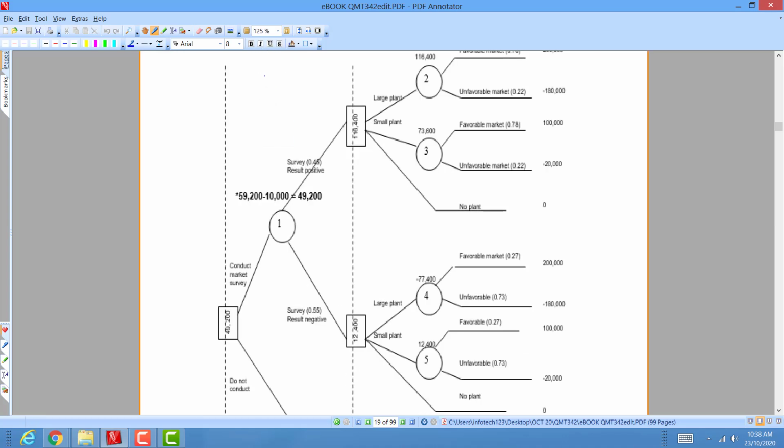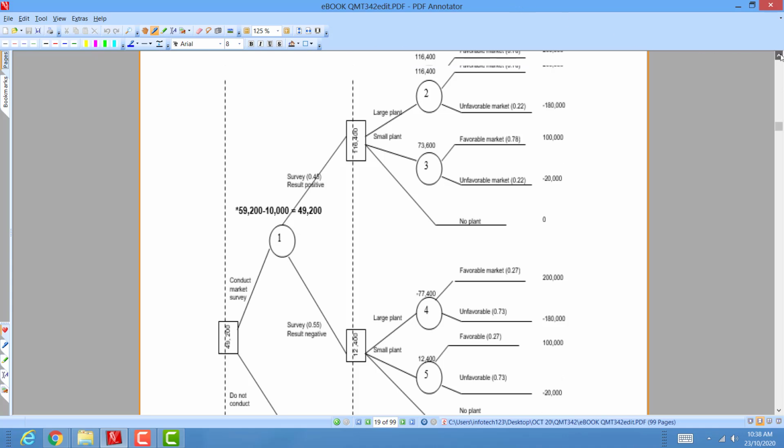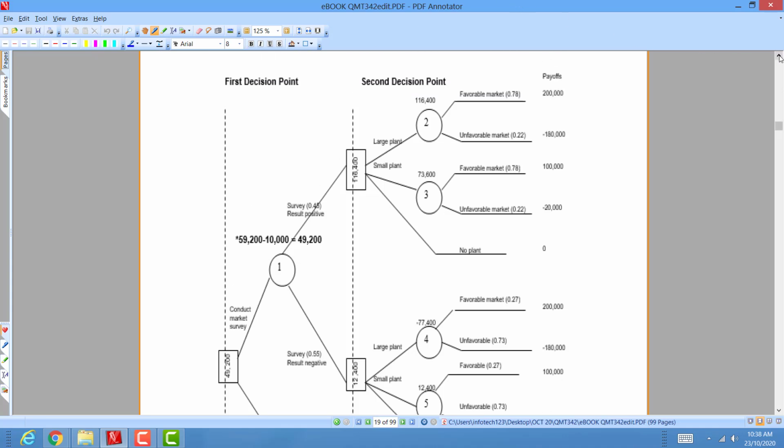Okay, this is example 4. If you read carefully, you should understand this is when we are using example 1, and let's say the manager has two decisions to make: to conduct a market survey or not to conduct a market survey. So basically the figure will look like this.